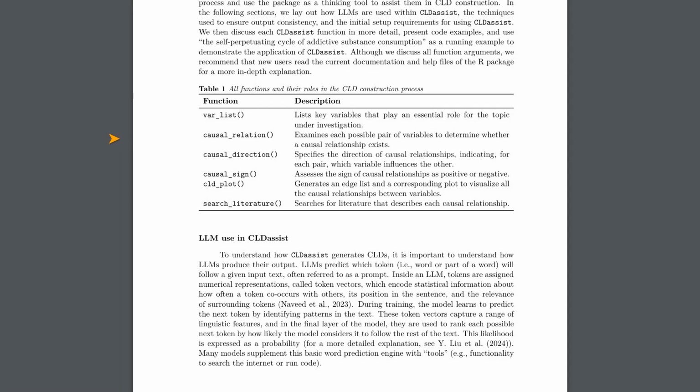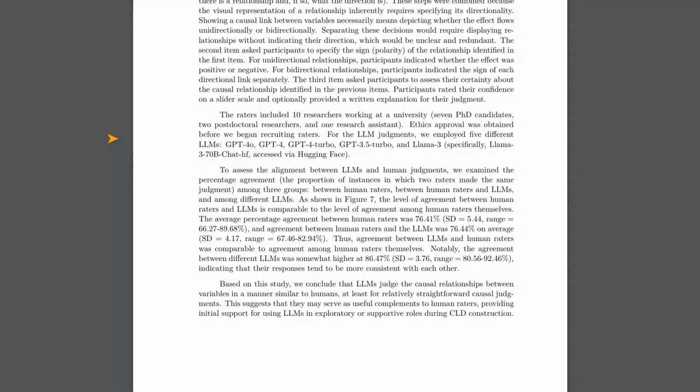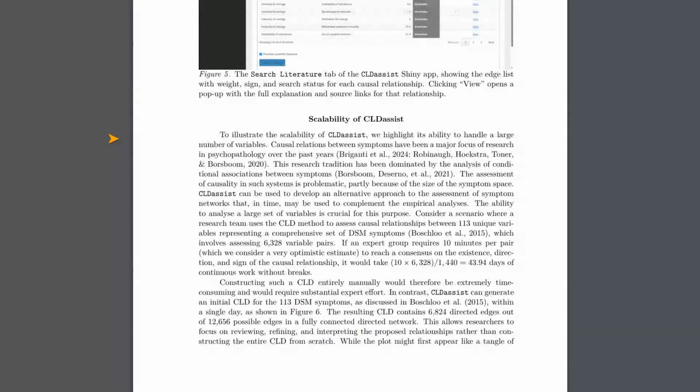But, and this is a crucial but, these LLMs aren't perfect. They can sometimes make things up, called hallucinations. And they can carry biases from the huge amounts of text they learn from. That's why the CLDassist tool also includes a function to search for literature that supports these relationships. This is like a fact-checking step. It helps researchers see if the LLM suggestions are backed up by real scientific studies or if they're just plausible-sounding ideas. The researchers emphasize that this tool is meant to assist experts, not replace them. The human touch, the critical evaluation, and the deep domain knowledge are still absolutely essential.